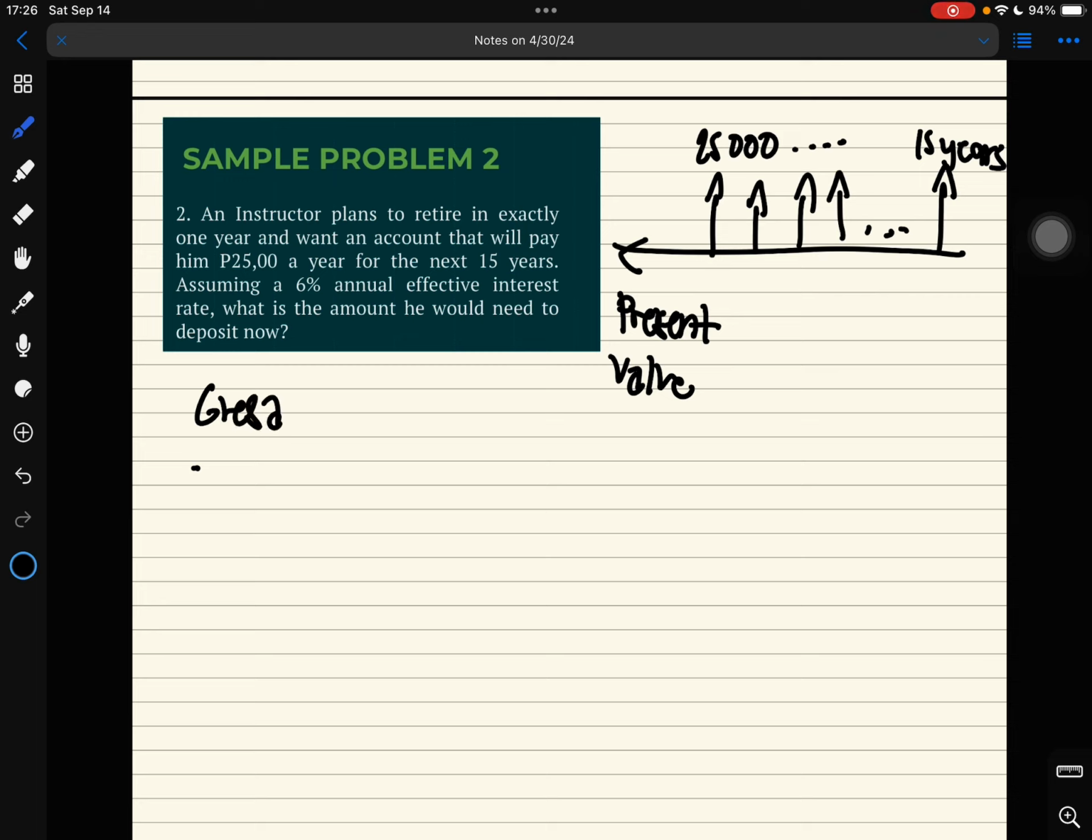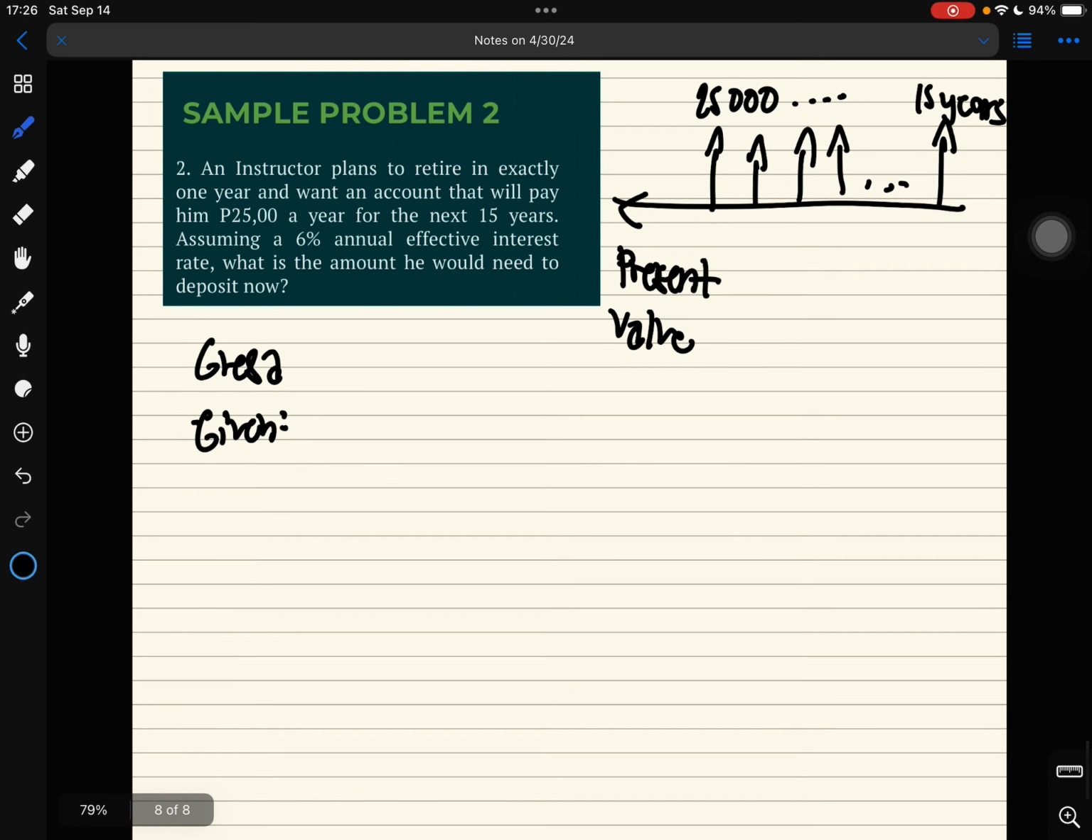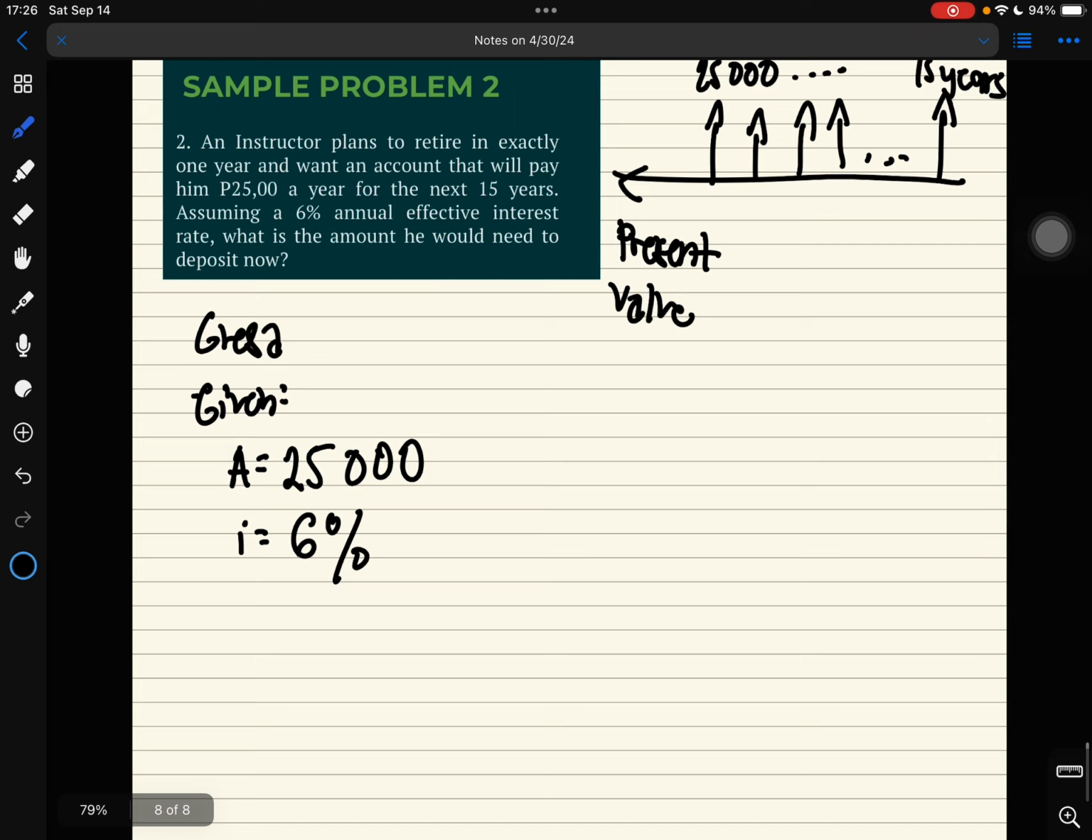For our given, anong given natin? Our annuity. Diba? Yung annuity, yun yung nakukuha mo. It's either binabayad mo or nakukuha mo siya at an equal period of time. So, for our annuity, we have 25,000. We have our interest, which is 6%. Then we have N, which is 15 years. 15 years mong gusto makakuha ng every year, meron kang 25,000.